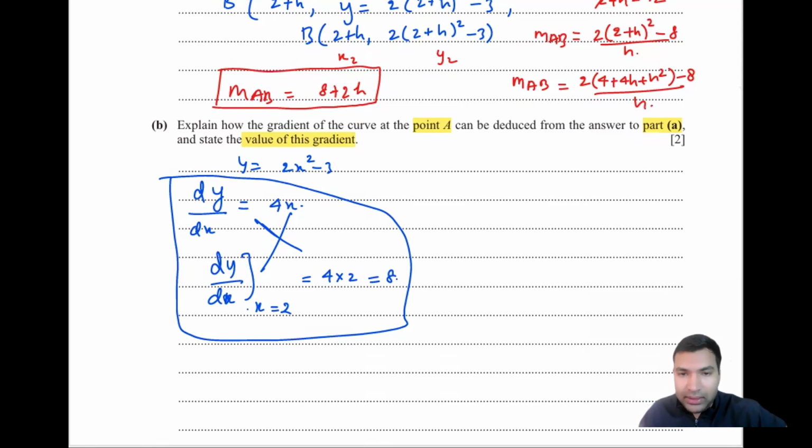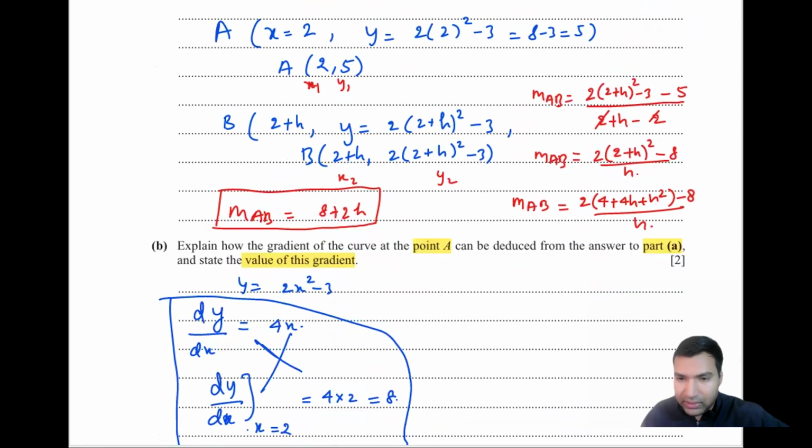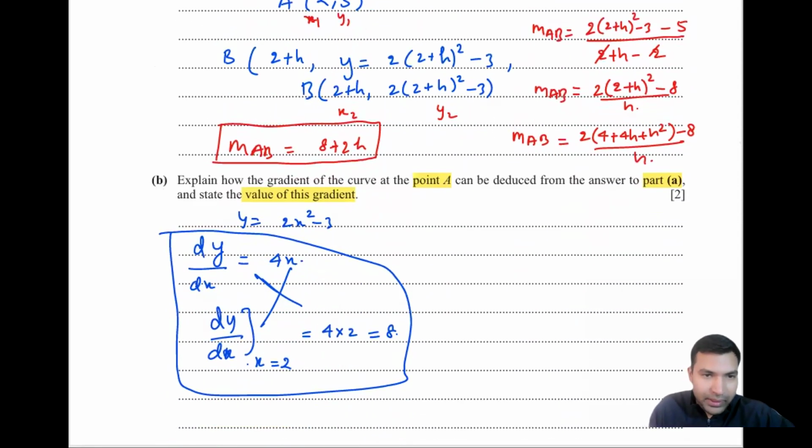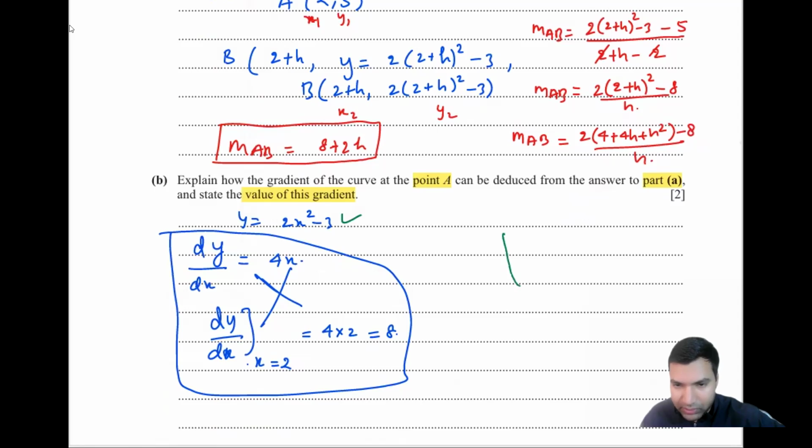So let's try to analyze what is given to us. There are 2 points, A and B, with x coordinates, and it's a parabola. So let's try to get a sense of it. 2x squared minus 3 is a parabola which is opening upwards, something sort of this. That's a parabola, and consider 2 points, A and B, over here. What is the x coordinate of A? 2. What is the y coordinate? 5. The x coordinate of B is 2 plus h and the y coordinate is 2 times (2 plus h) whole squared minus 3.